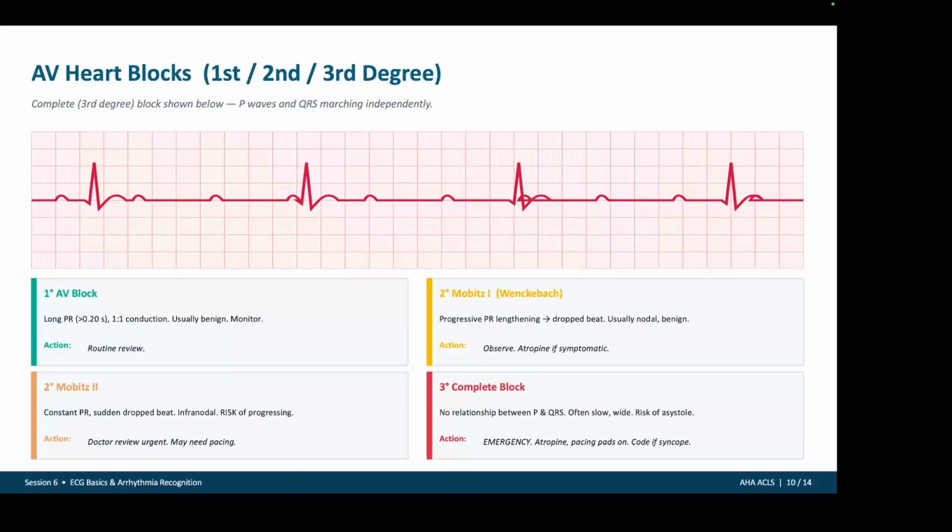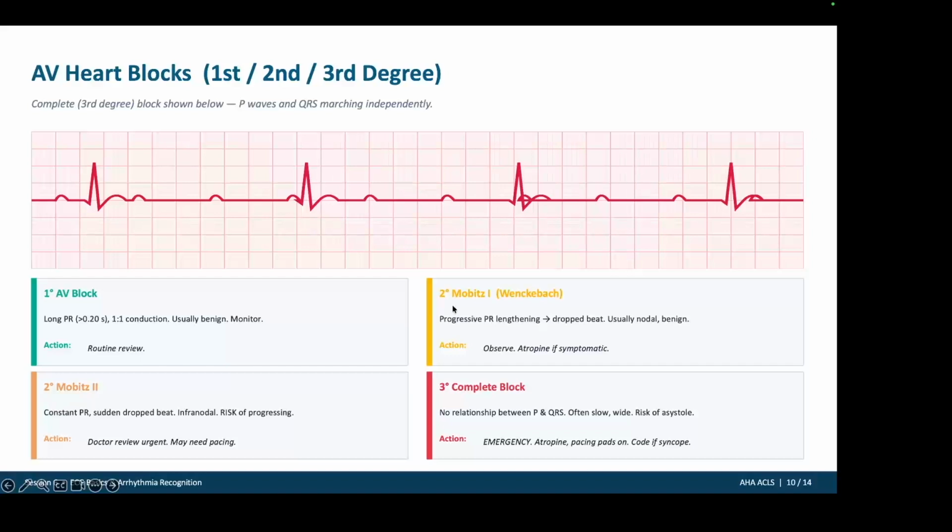Next, we see the AV heart blocks. This is a graphical image. This may not be accurate, but in first degree AV block, as we discussed earlier, the characteristic includes a long PR interval, which is more than 0.2 seconds with 1:1 conduction. Usually benign, just monitoring is the routine action.